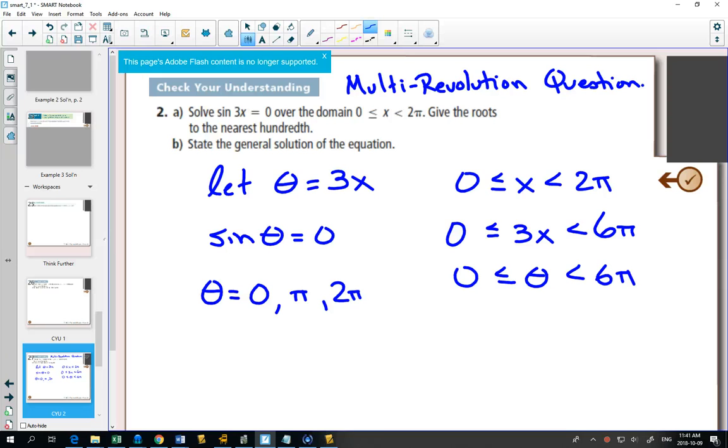Have I written down all the answers for theta then? No. This is why I call it a multi-revolution question. If we think about our pi plate, we now have to go around the circle not one time around, which is 0 to 2 pi; 2 times around would be 0 to 4 pi, 3 times around would be 0 to 6 pi.